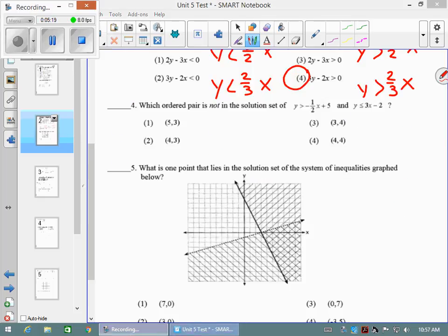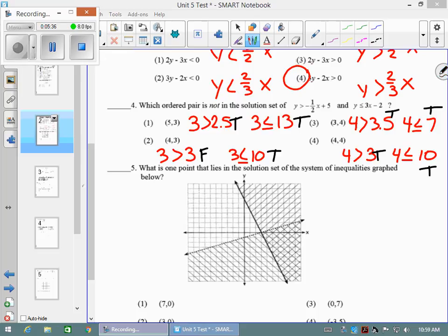So for number 4, they want to know which ordered pair is not in the solution set of these two inequalities. So what we would need to do is take all of these points and substitute them into the inequalities and make sure that it is true for each inequality. So when we look at all of these, again, we want one that satisfies. If it satisfies both inequalities, then it is a solution. So we want to find one that did not satisfy both inequalities. So that would be choice 2.